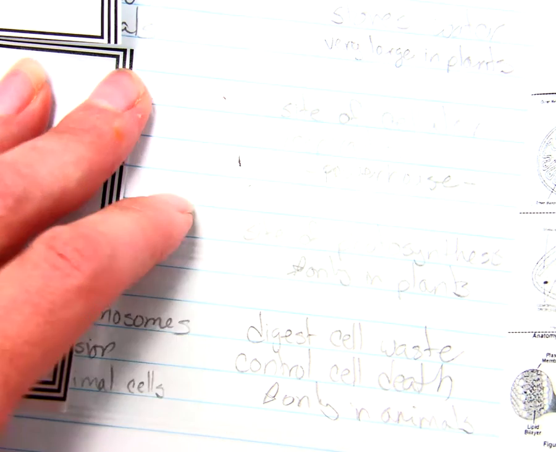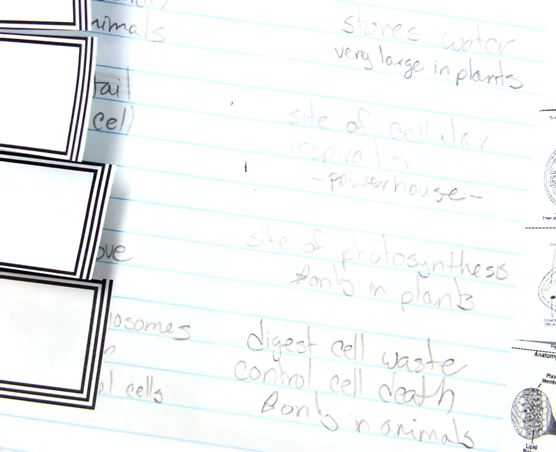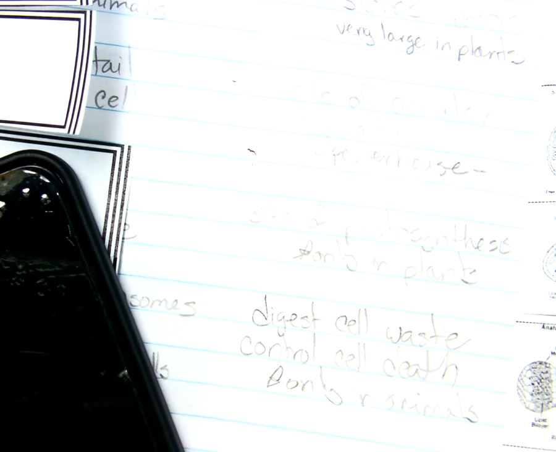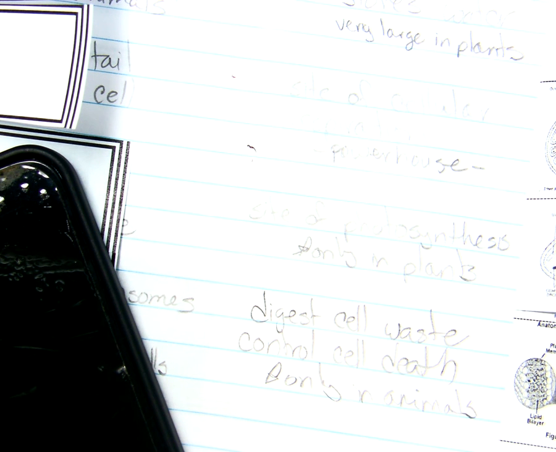these are the lysosomes. They help to digest or break down cell waste, and they control cell death, so sometimes our nickname is the suicide sac. These can contain enzymes that when they rupture will kill the cell when it's old and ready to be dead.